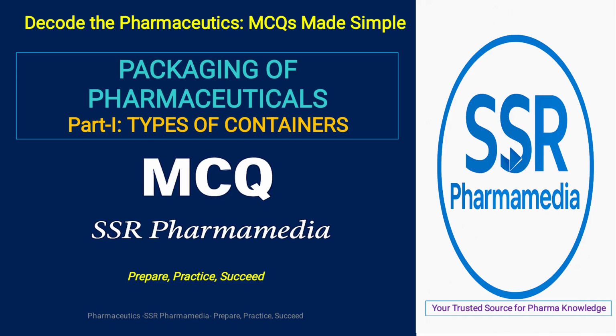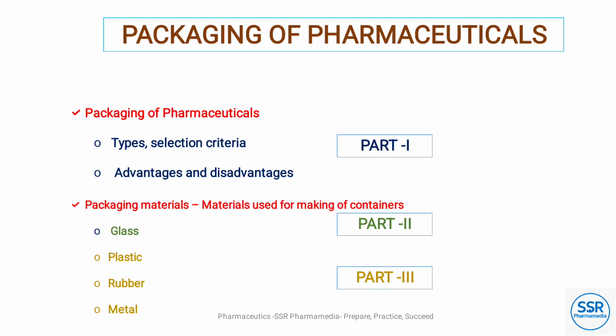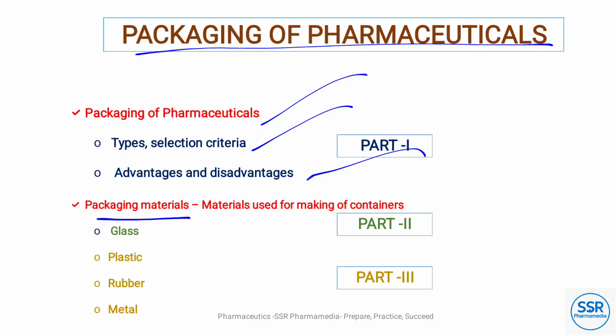So in the pharmaceutics subject, today we are going to discuss packaging of pharmaceuticals, part 1, types of container. Prepare, practice, succeed. Under the packaging of pharmaceuticals, in part 1, we are going to discuss the type and selection criteria of containers, advantages and disadvantages, and packaging material used for making containers: glass, plastic, rubber, metal.